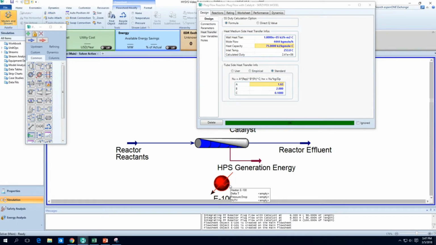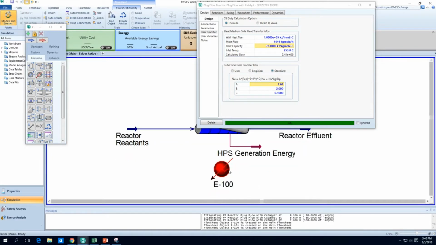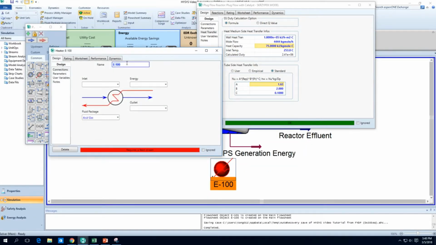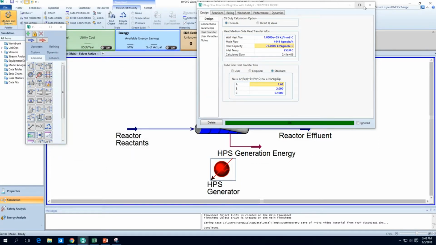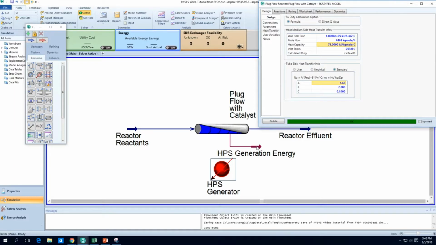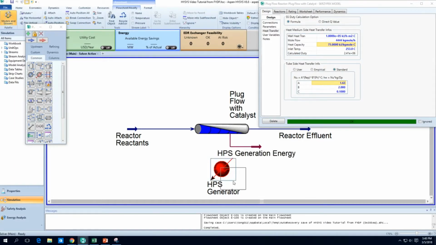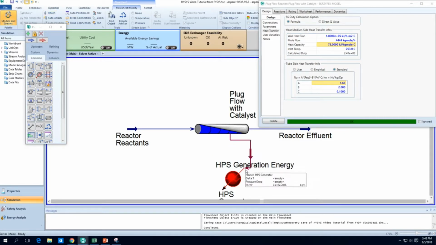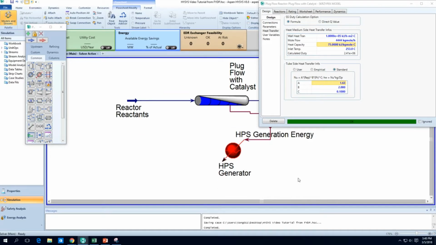So what I'm going to do is a simple heater here. I just call this a high pressure steam generator, because this plug flow reactor is giving out an energy stream, and I want to calculate how much steam I can actually produce. So I'm going to connect this here by doing the control trick. I'm going to save it, and I'm going to drag a stream out.